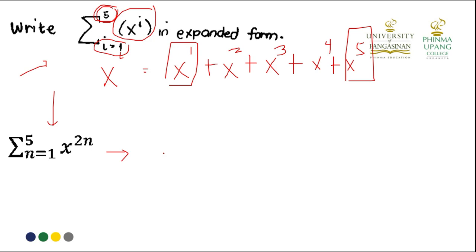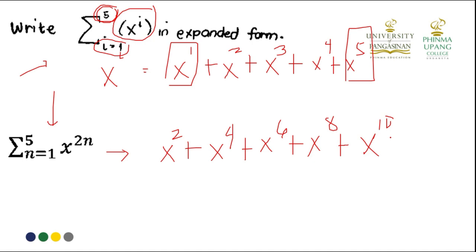Sorry, sir. No po. Is it 2x raised to what? Okay, just copy the variable x and then you have the exponent of what? What is the first exponent, Kurt? X squared, plus next. X to the 4. Next. X to the 6. Next. X to the 8. Next. X to the 10. Next. X to the 12. Sure kayo? Sir, hindi na po. Hanggang 5 lang.